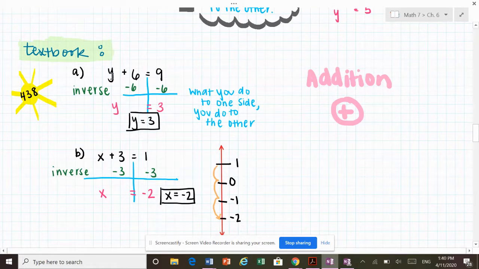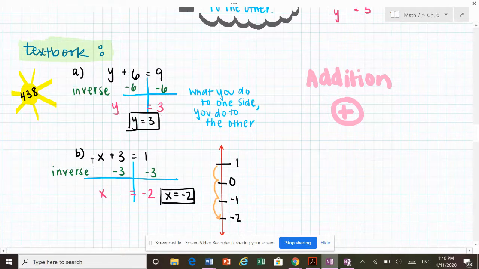Our first problem was y plus 6 equals 9. The first rule was use inverse operations. So if I'm adding 6, I'm going to subtract 6. The second rule is what you do to one side, you do to the other. So because I subtract 6 here, do it to the other side, and you should get y equals 3.